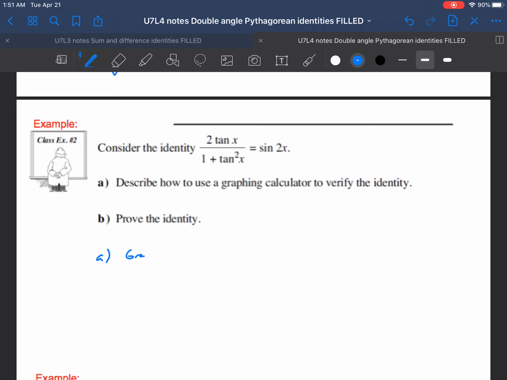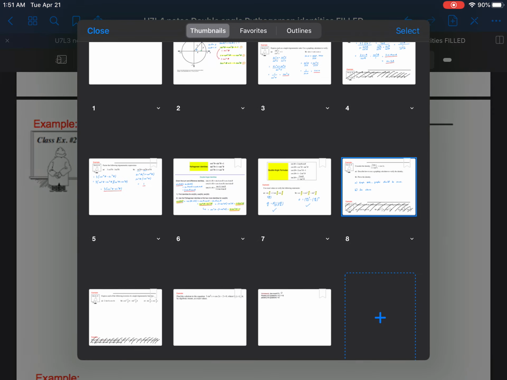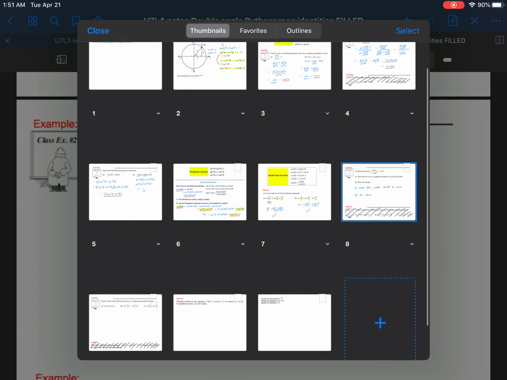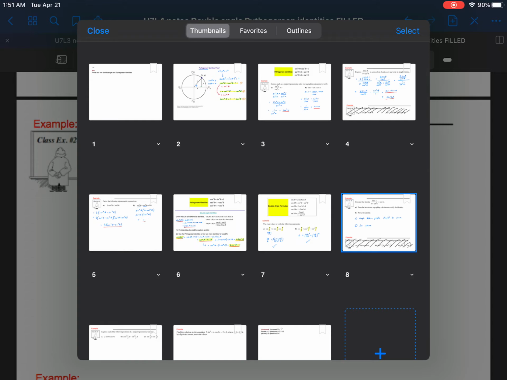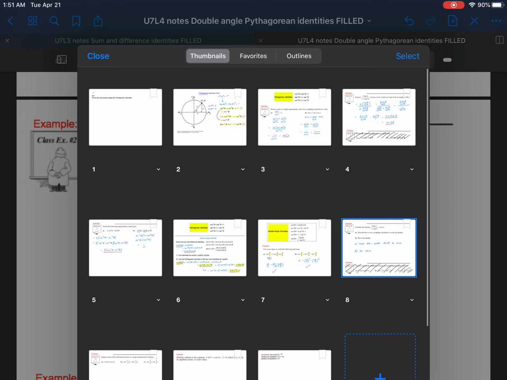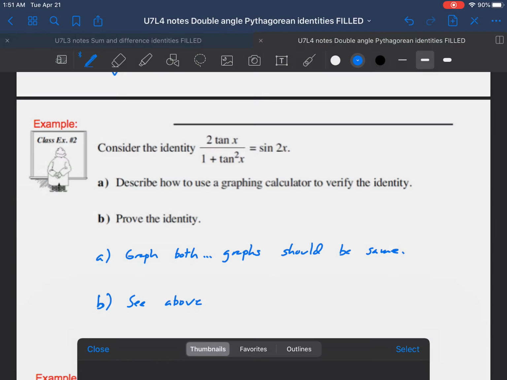So for part A, graph both graphs should be the same. If the graphs are the same, then the two expressions are equal. And for B, see above. And so let's see if I can remember what page that was. It looks like it was page 4. Yeah, page 4.